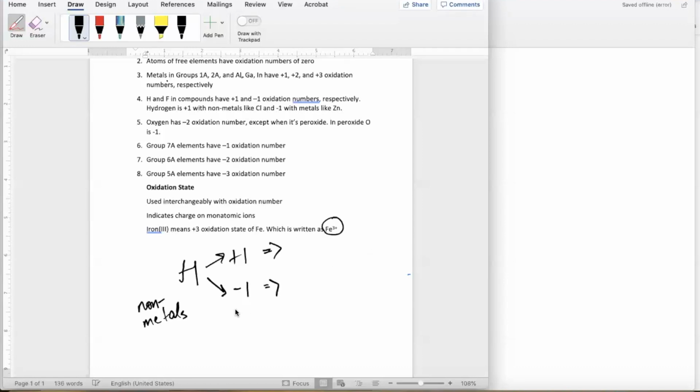Metals are positive, non-metals are negative. Oh, I'm sorry, I thought you were talking about gaining. Okay. So hydrogen, this is the actual charge: +1 meaning it lost 1 electron, and -1 meaning it gained 1 electron.